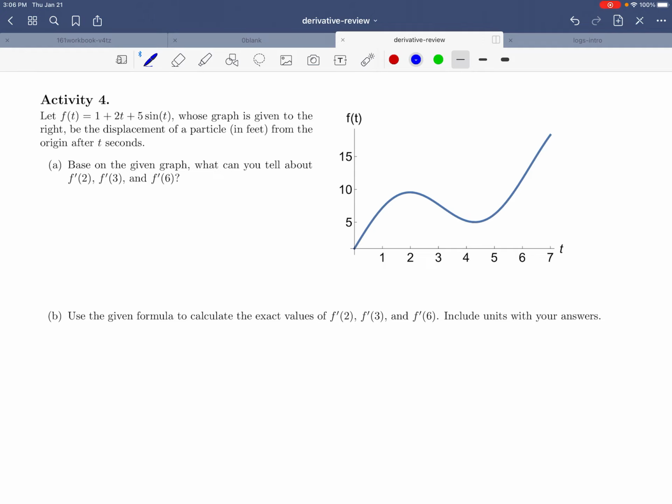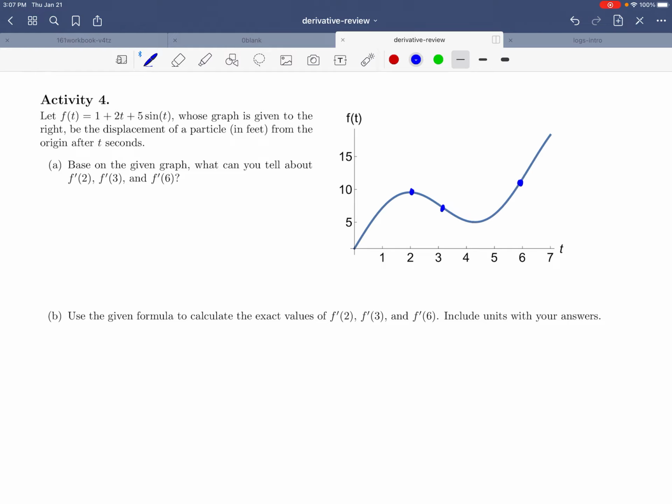So based on this graph, what can we say about f prime of 2, f prime of 3, and f prime of 6? Well, we are looking at derivatives, and we're looking at derivatives at t equals 2, so that's right here, at t equals 3, that's over here about, and at t equals 6, which is about here. So what can we tell about the derivative?